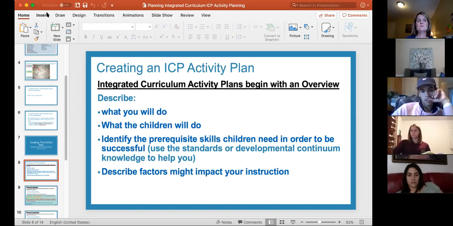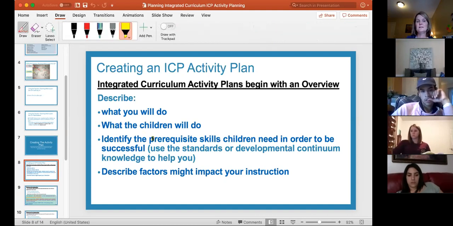Prerequisite skills. This is usually a time where I talk a little bit about, or I ask, where can we find information about prerequisite skills? What do you think?